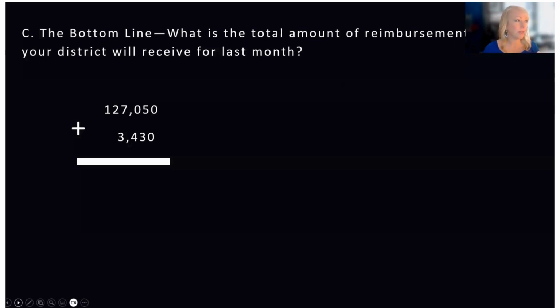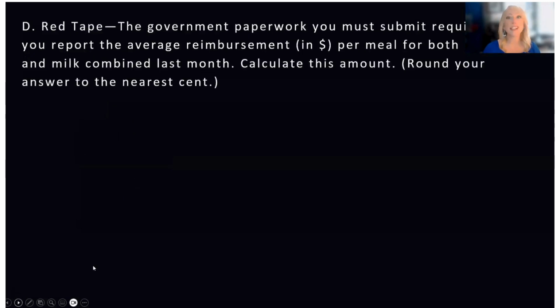pertinent. Okay, when I add those dollar amounts together, you will find that the answer is $130,480. So that's the total amount of dollar reimbursement that our school should receive for the lunches last month. Now that we've answered the third, we get to move to the fourth and final question.